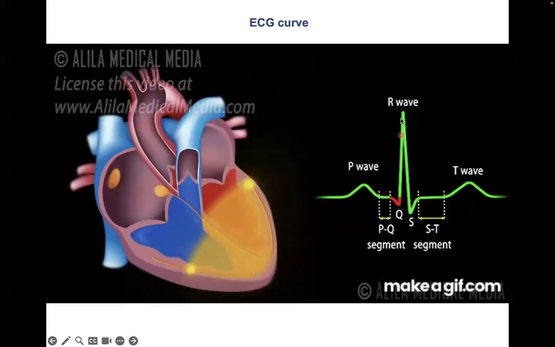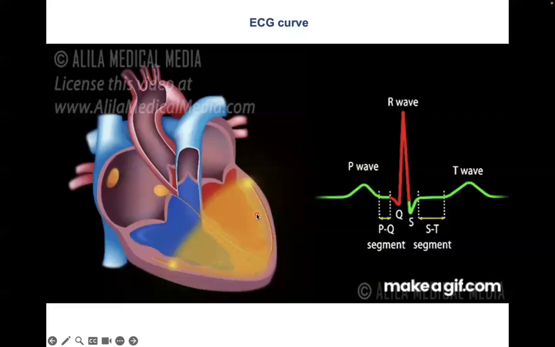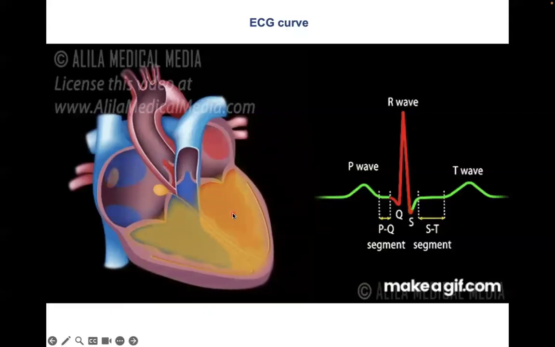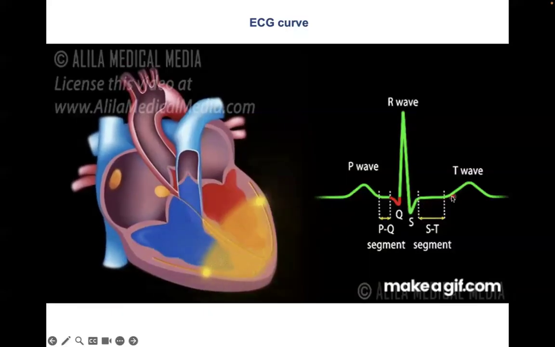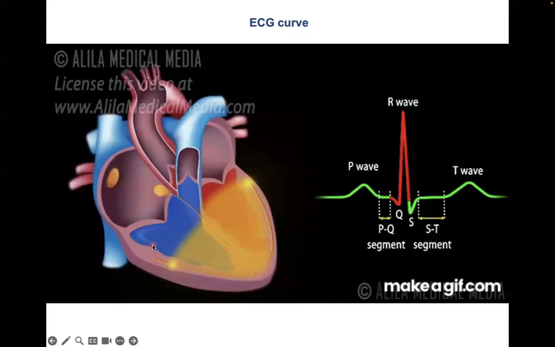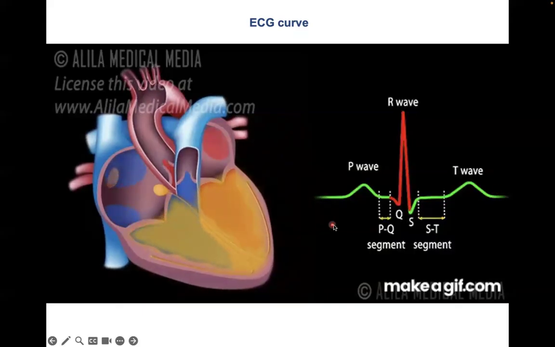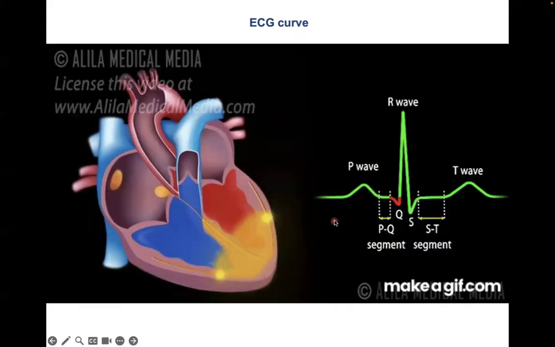So then we have the QRS complex. This is the contraction of the ventricles. And then we have the T wave, which is the repolarization of the ventricles. Again, I'll discuss this in detail in a separate part.